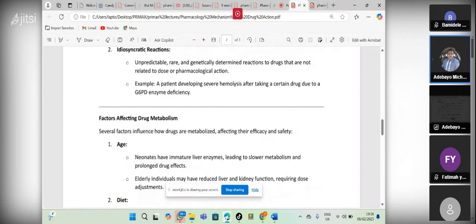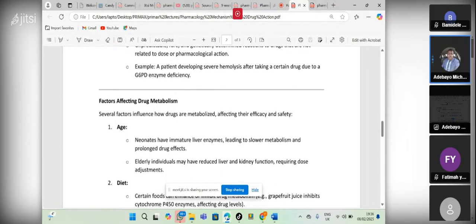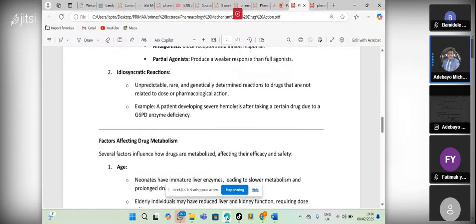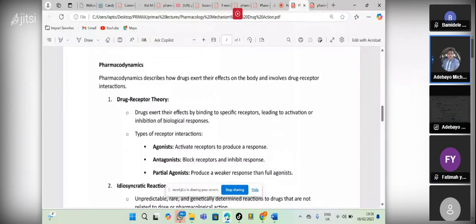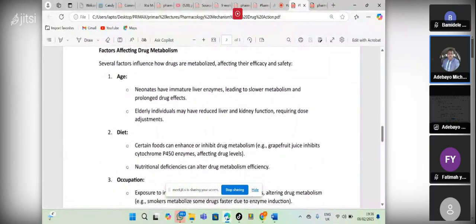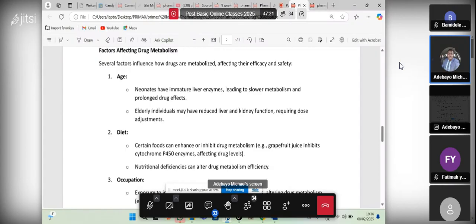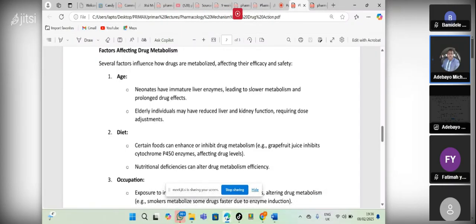All right, factors that can affect drug metabolism. This one affects both drug pharmacodynamics and pharmacokinetics. So factors include age, like neonates and the elderly. Of course, we know that the way they metabolize drugs is different. It's going to be a lot slower than the way young people would. Another thing is diet. Certain food can enhance or inhibit drug metabolism, e.g. grapefruit juice, which affects the cytochrome enzyme. So some diets can inhibit drug metabolism. We should kindly watch out for drug instructions and follow those labels.